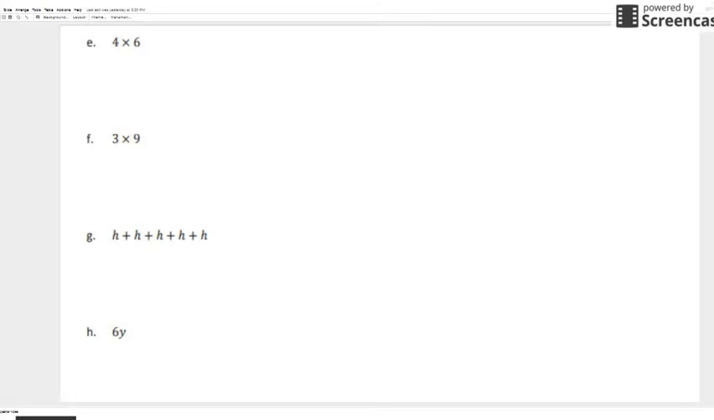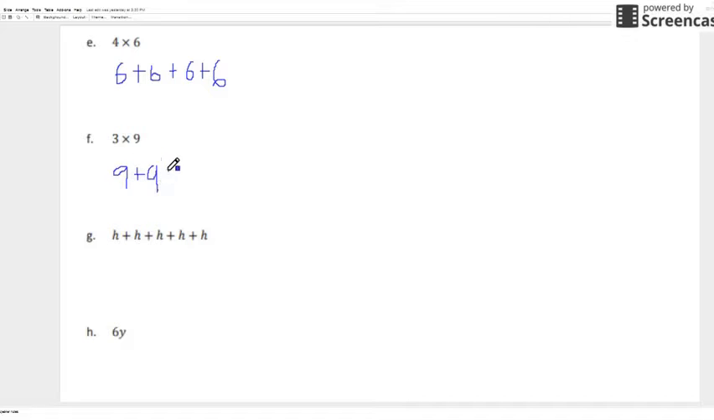All right, welcome back. Hopefully you went over these. Remember, this is 4 groupings of 6, so hopefully you have 6 plus 6 plus 6, and then 1 more plus 6, so 4 6s. This is 3 groupings of 9, so hopefully you went 9 plus 9 plus 9.